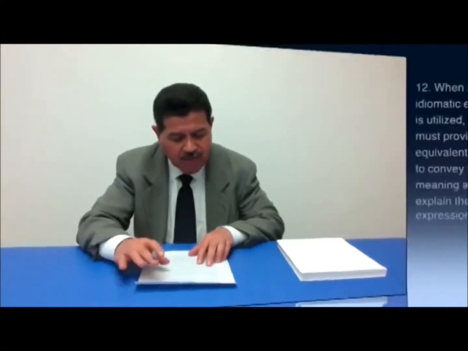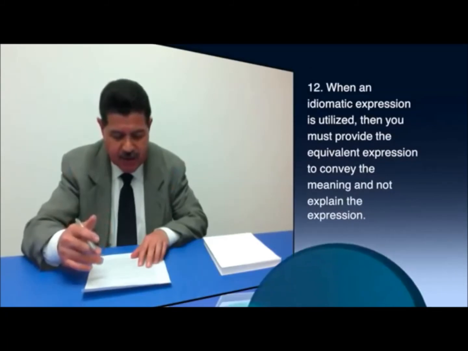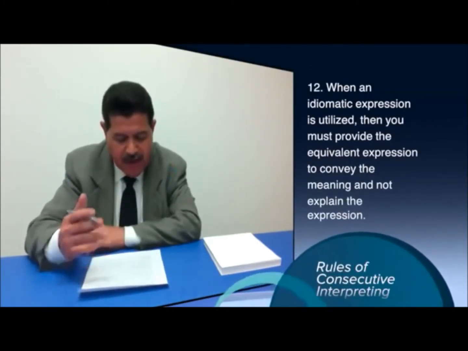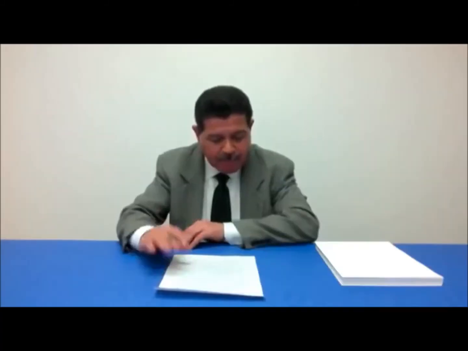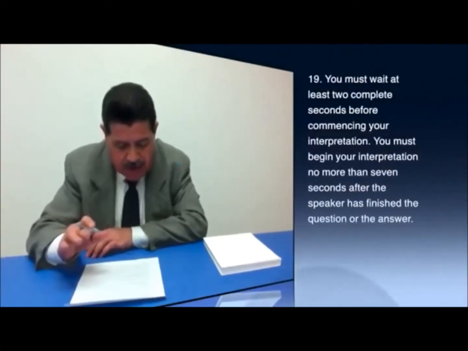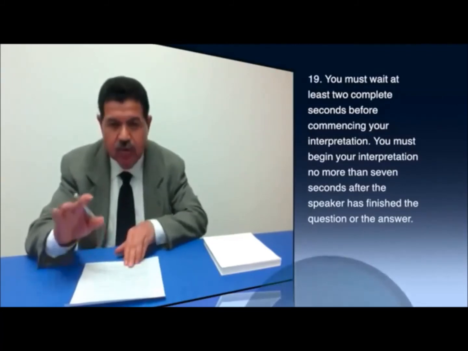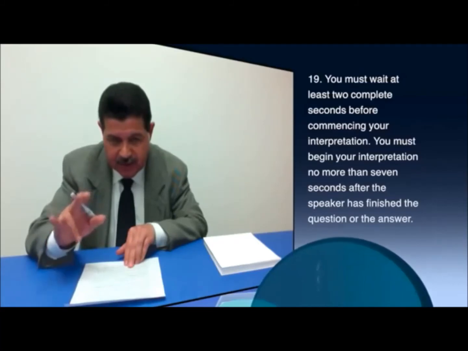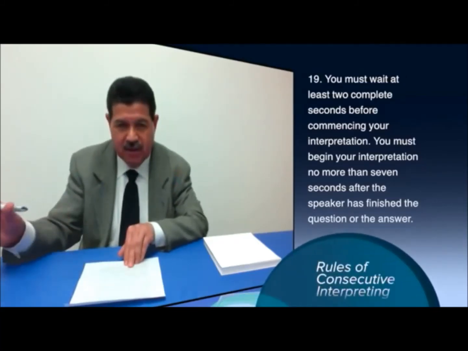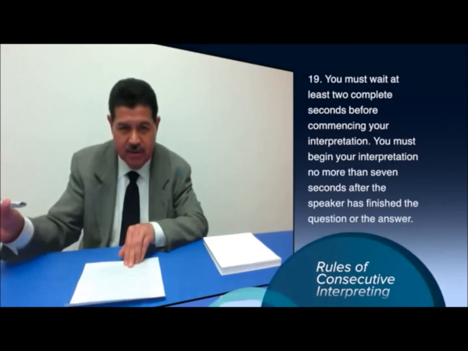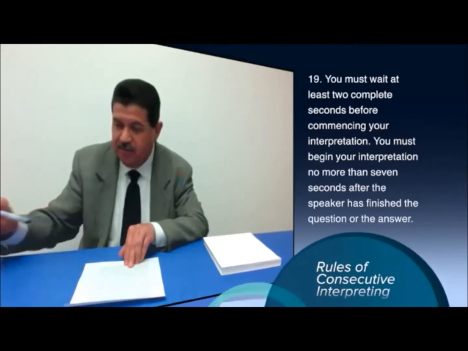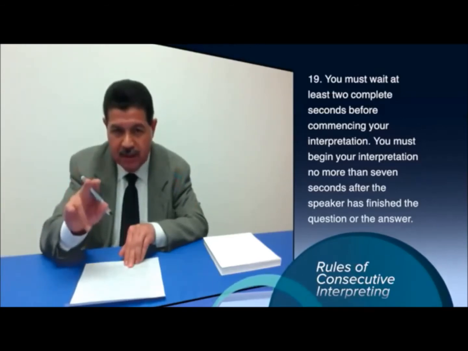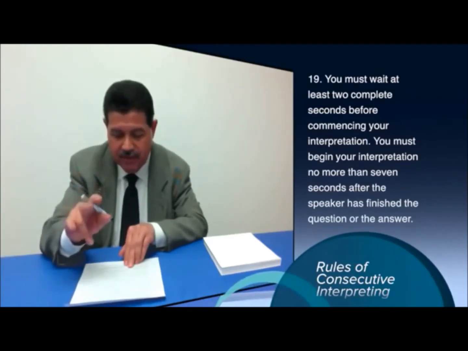Number 12. When an idiomatic expression is utilized, then you must provide the equivalent expression to convey the meaning and not explain the expression. Number 13 is very important. You must wait at least 2 complete seconds before you commence your interpretation. That's 2 complete seconds. 1001, 1002. We want to make sure that the speaker is not just taking a breath and is going to continue. 2 complete seconds as the minimum we will wait.